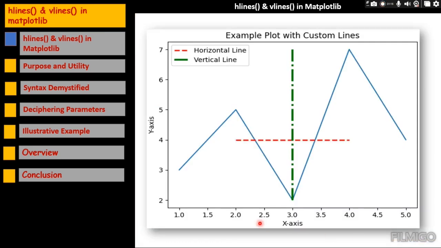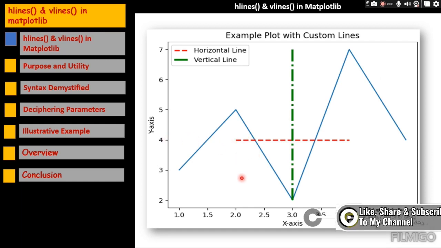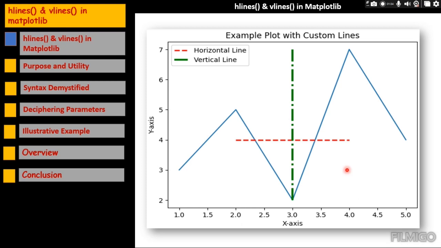The given plot is the combination of line plot and hlines and vlines plots. This is the line plot because every data point is connected with a straight line. And this line is an example for hlines because this line starts at y-coordinate 4 and x-coordinate 2.0, and this line extends up to the coordinates 4.0 and 4. This line is an example for vlines because it starts at coordinates 3.0, 2.0 and ends at 3.0 and 7.0. And this is a vertical line.